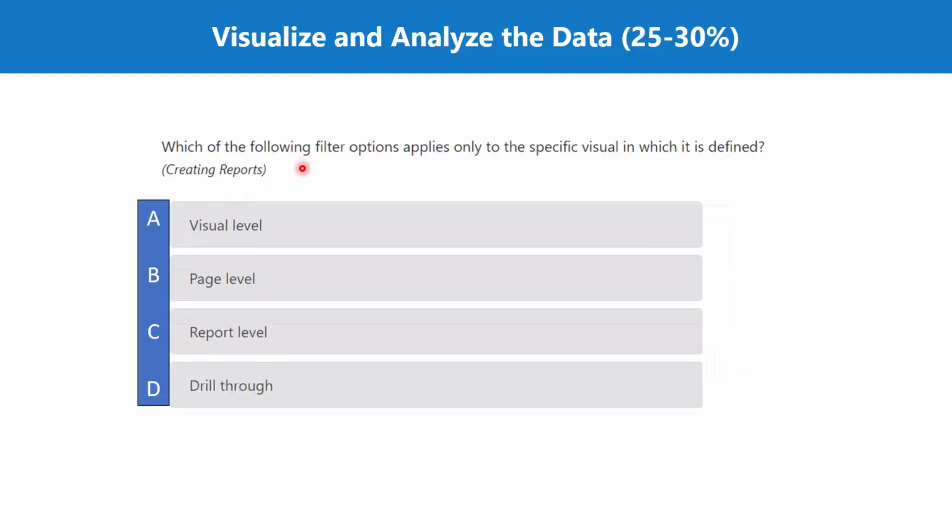So if you have the filter options applied only to the specific visual, then these are the visual level filter options. So the other two are page level, which apply to the complete report page, and the report level, they apply on all the pages in the report. So visual level is the correct answer.